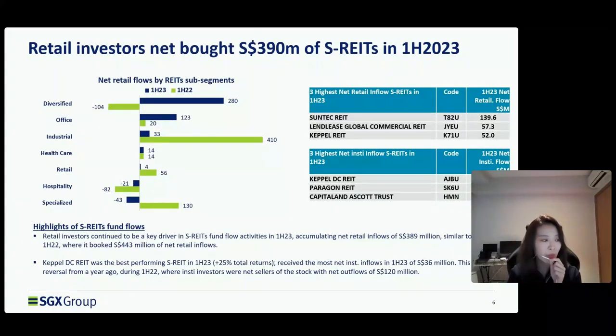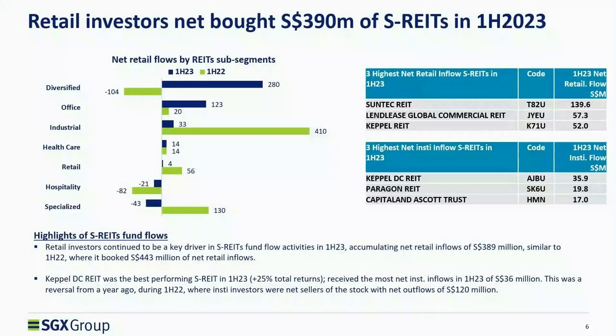In terms of performance, the best performing REIT this year has been Keppel DC REIT. This is the pure play data center REIT. They have some assets in Singapore, but also across the region and the world. And you will see that Keppel DC REIT was also the best performing REIT back in 2021. It saw a bit of correction last year, but this year it has continued to perform, up 25% in the first half.